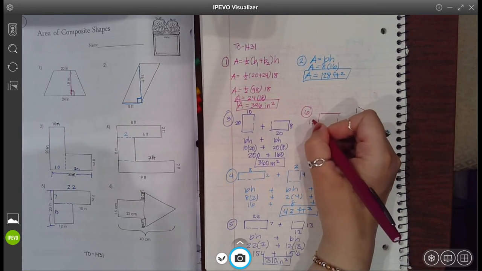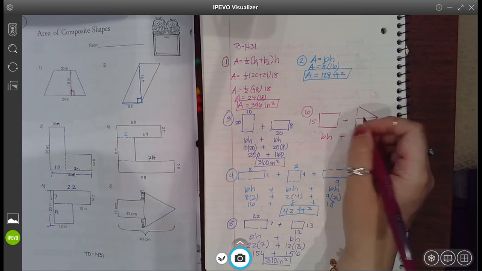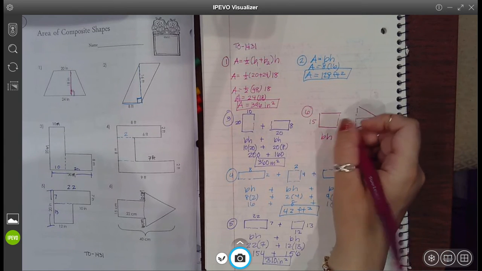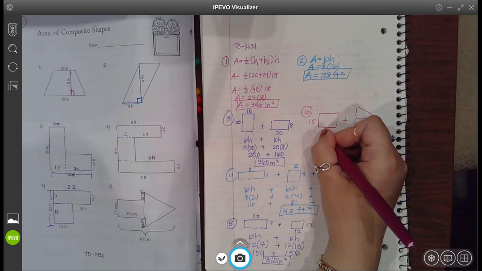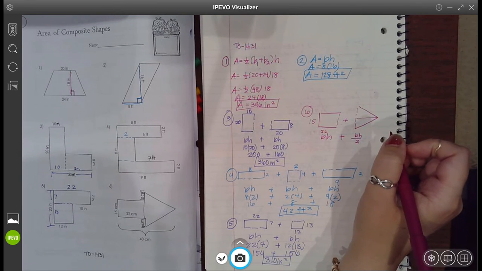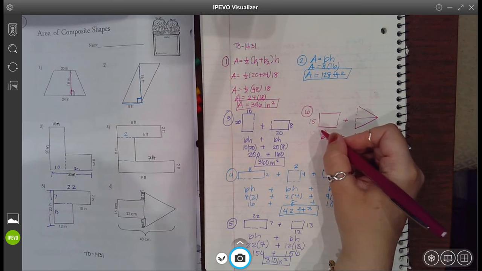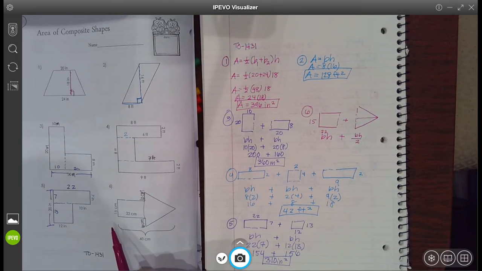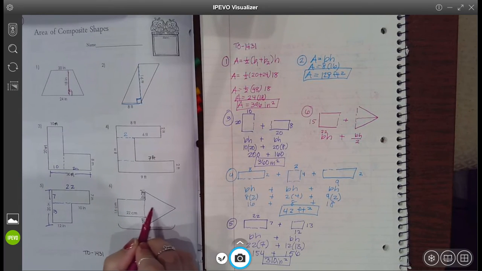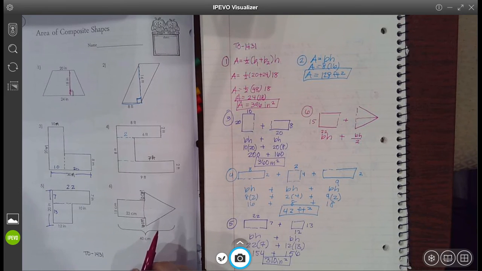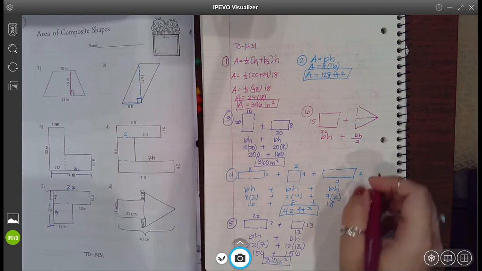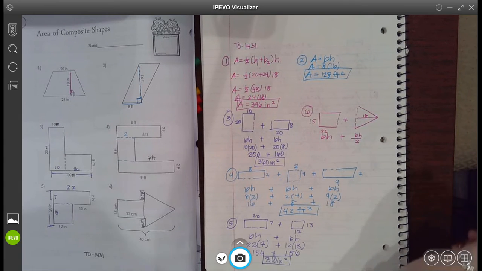So they told me the height was 15, and they actually told me that this from here to here is 22. Okay, so I have that. But then they told me that this whole distance, like look, from here to here is 40. So that means 22 plus what is 40? That will give me this height right here. So go ahead and type in 40 minus 22, and you should get 18 for that height right there.